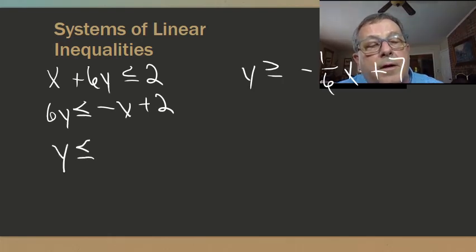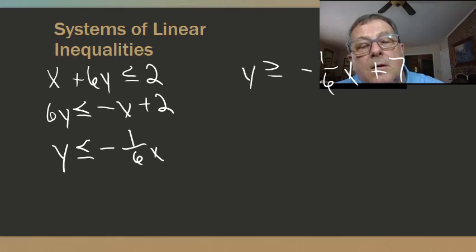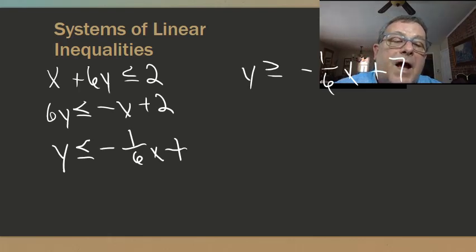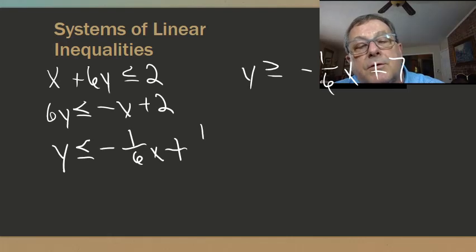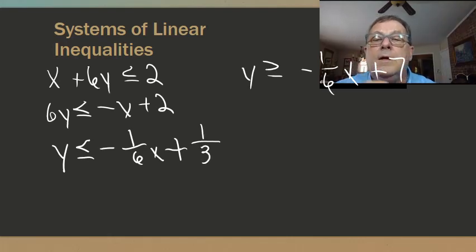And when I do, I'm going to end up with negative 1/6 x plus, and when I divide negative 1 by 6, it's negative 1/6. And when I divide the 2 by 6, that's 2/6. Well, 2/6 can be reduced down to 1/3. Now, let's see what we get when we go graph one of these.